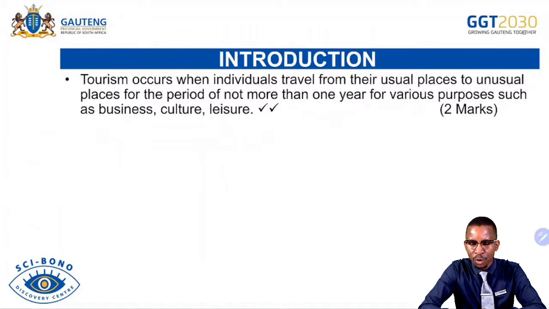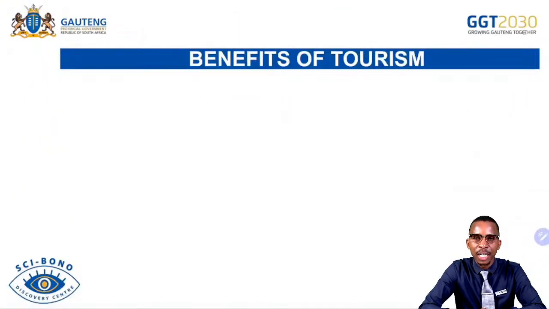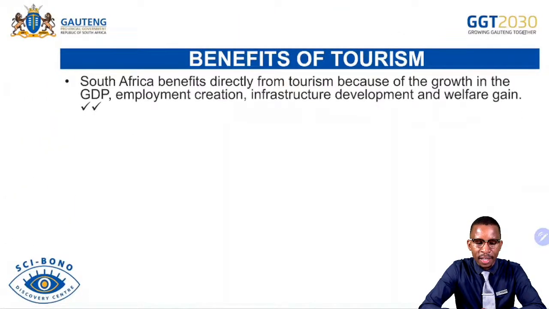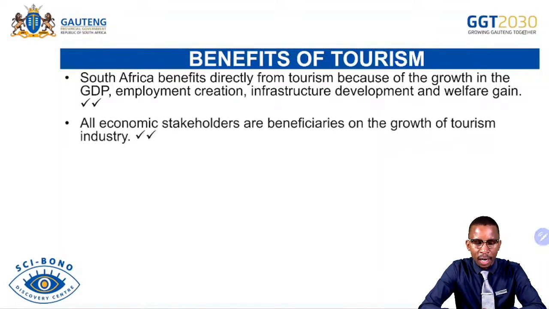Tourism occurs when individuals travel from their usual place to an unusual place for a period of not more than 1 year for different reasons. Any other good and correct introduction will be awarded marks. And then South Africa benefits directly from tourism because of growth in the GDP, employment creation, infrastructure development, and welfare gain. All economic stakeholders are beneficiaries of the growth of the tourism industry.